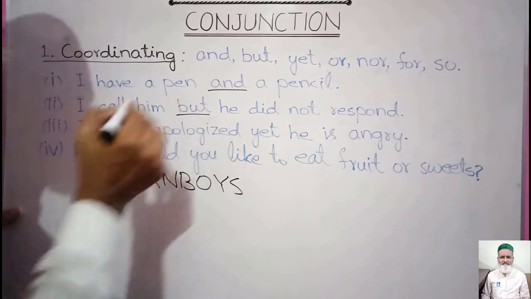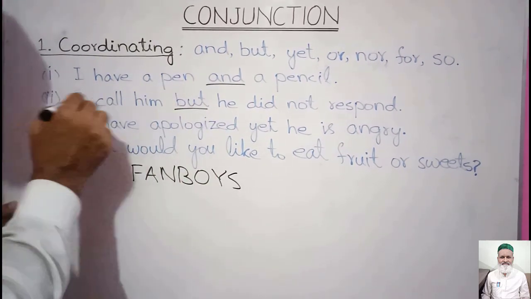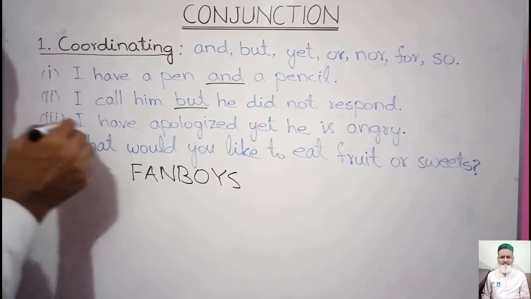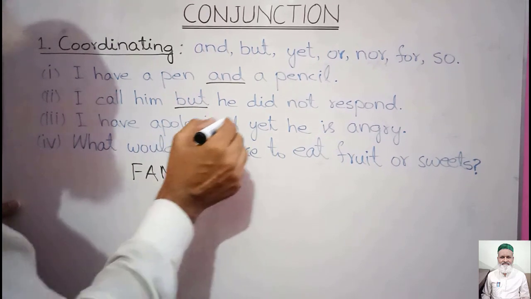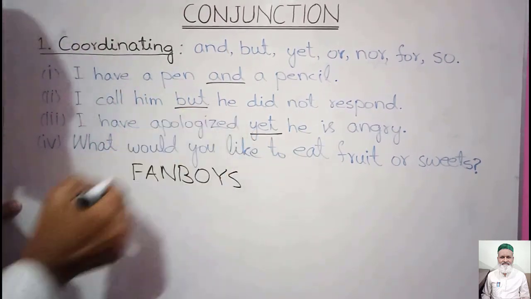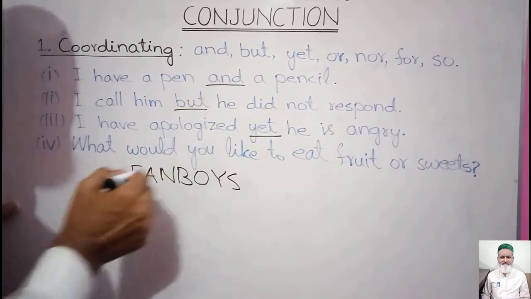This but is conjunction, and it joins here in this sentence two clauses: I call him, he did not respond. In sentence number 3, I have apologized yet he is angry. Here conjunction is yet, and it's also joining two clauses.